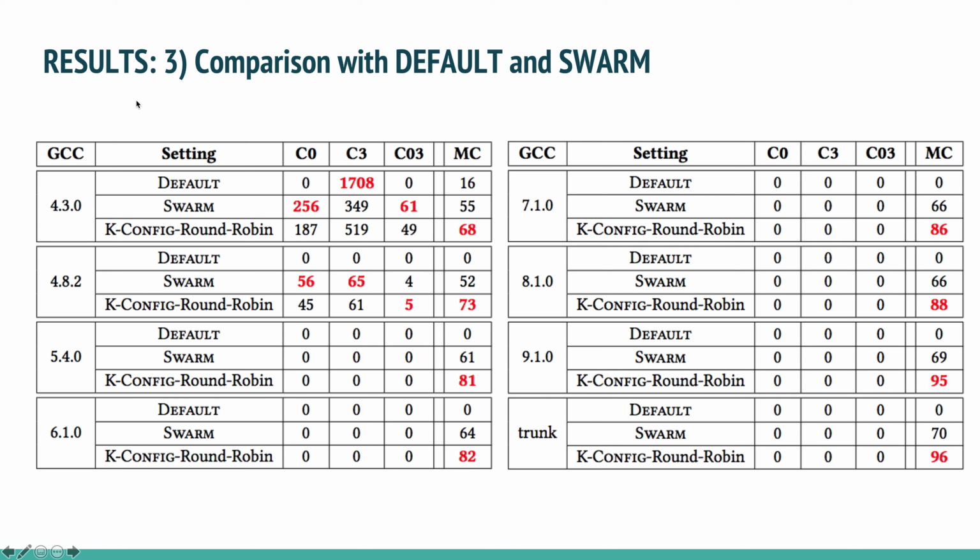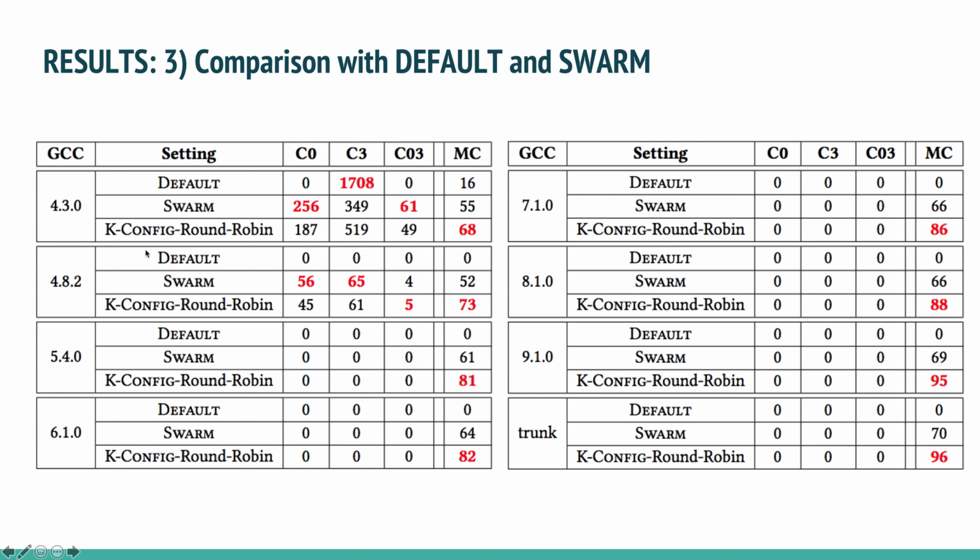The comparison of kconfig with default and so on. Those could only find crashes in GCC 4.3.0 and GCC 4.8.2. In total, in GCC 4.3.0, the default could find around 1700 crashes, followed by 755 by kconfig and 666 by SOAN. However, default did not find any crashes in GCC 4.8.2, where kconfig and SOAN both could find more than 100 crashes in total.